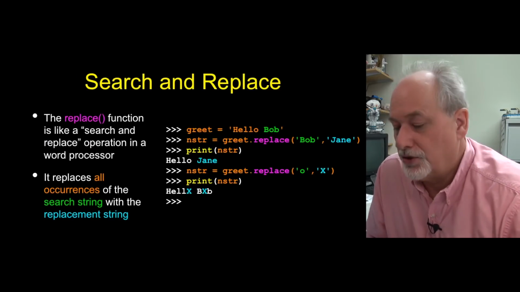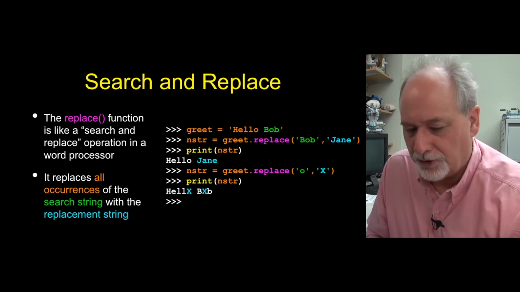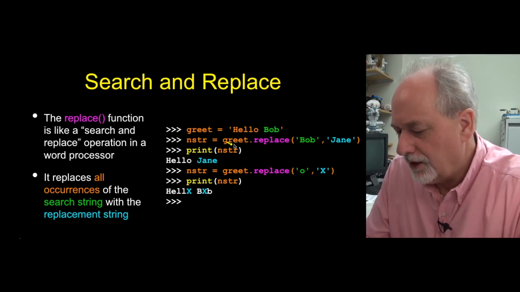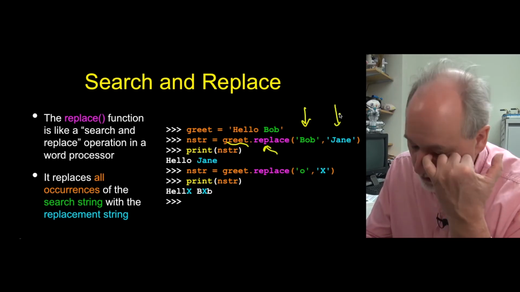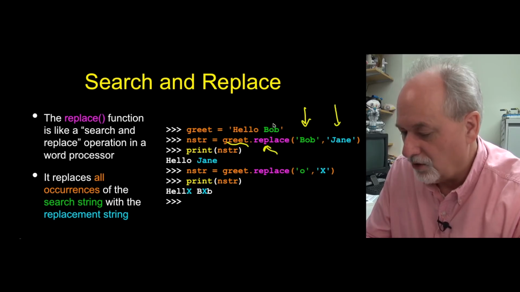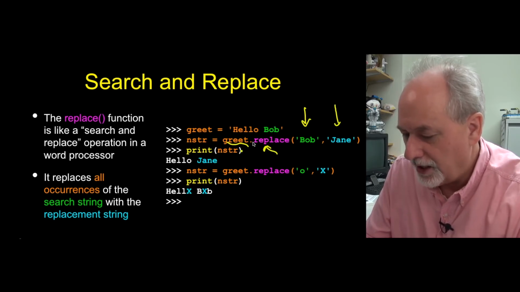Search and replace is super useful, super duper useful. And it's pretty clean. Here we have a string and we use the replace method. In this case, we're passing in the old and the new. Bob, replace all Bobs with Janes. And so that takes this hello Bob and turns it to hello Jane. Again, greet is unchanged.